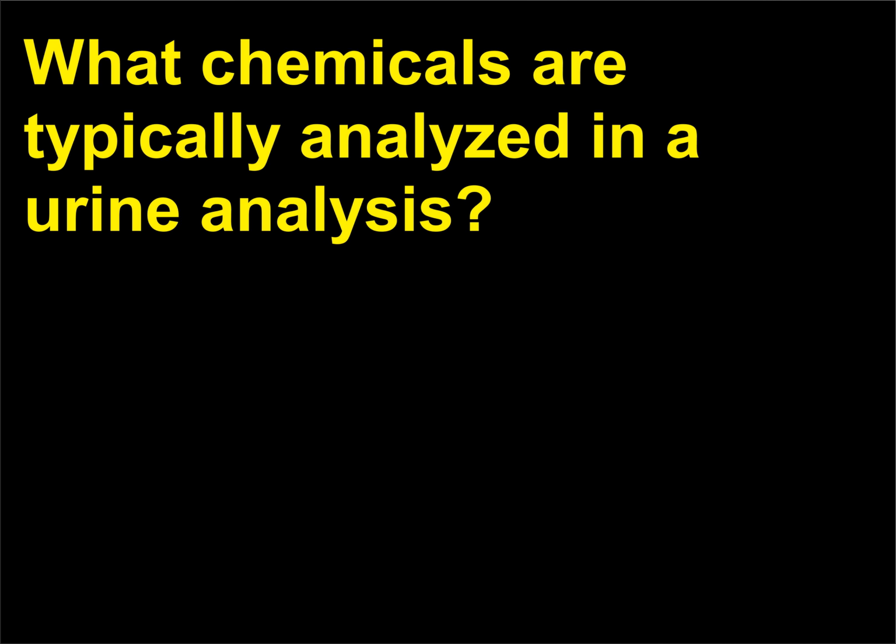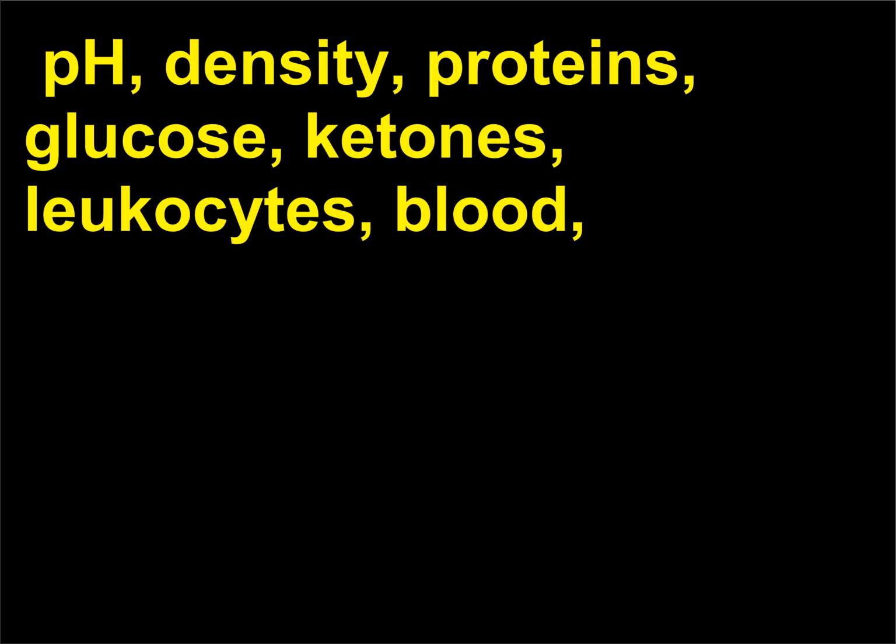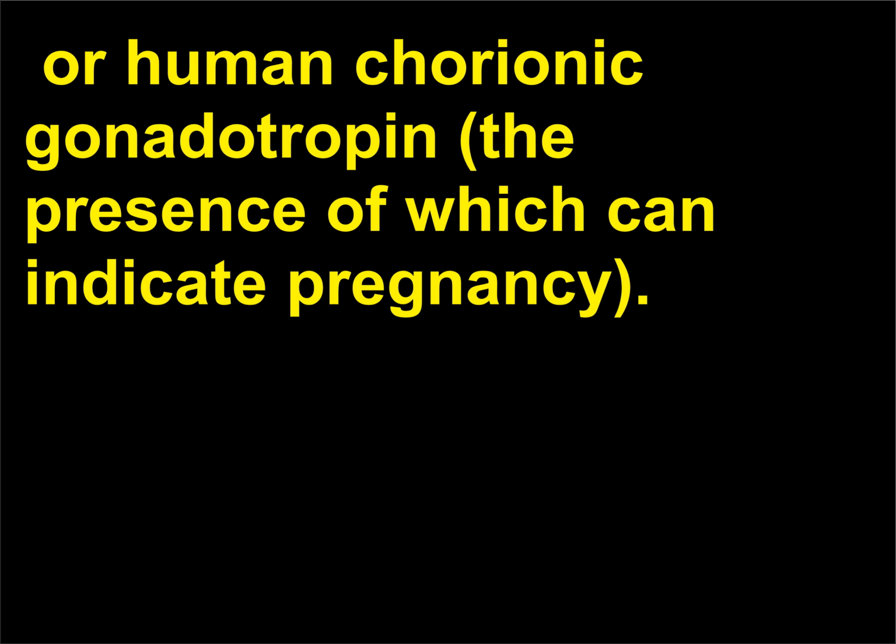What chemicals are typically analyzed in a urine analysis? Just like a blood analysis, there are several analytes that can be looked at by urine analysis: pH, density, proteins, glucose, ketones, leukocytes, blood, or human chorionic gonadotropin, the presence of which can indicate pregnancy.